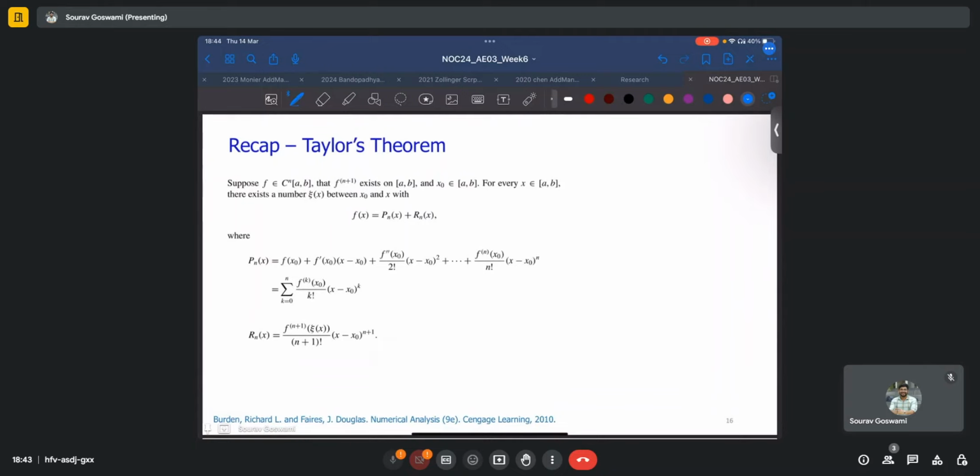The last and perhaps one of the most important is Taylor's theorem, which we'll keep encountering again and again in the duration of this course or any other course of a similar nature.